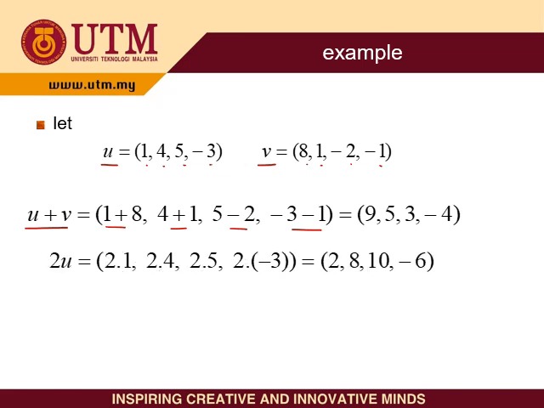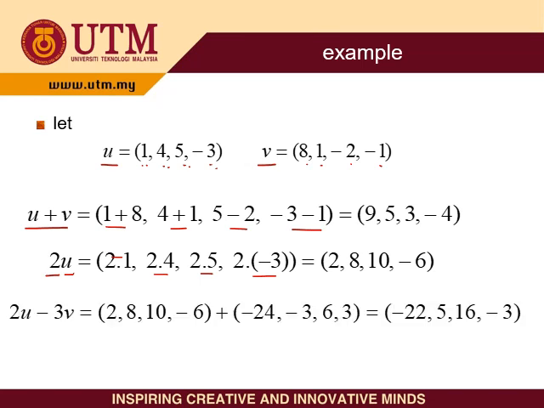For 2, you have scalar 2 here with U. So multiply by each entry inside the U. So we have 2, 1, 2, 4, 2, 5, and 2, negative 3. And we have the scalar with the minus here. So we have scalar 2 and scalar 3, with 2 with U, and negative 3 with V. So we do the same operation here, like 2U over here, and then we do the operation for 3V.